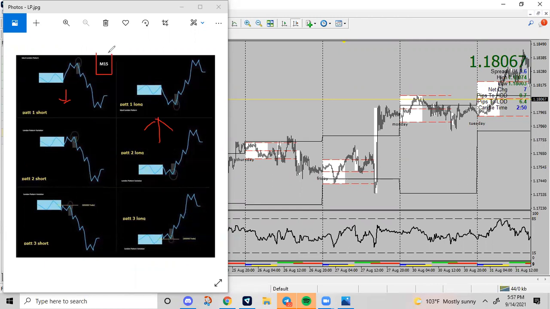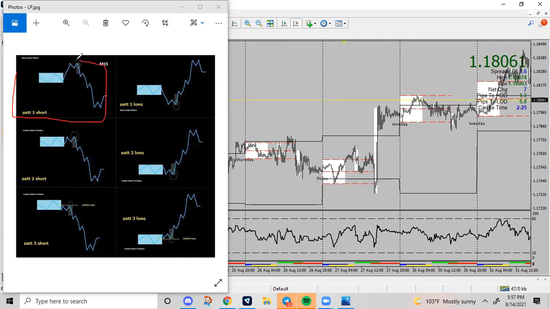Now, we're looking for these setups and these patterns on the 15 and 5-minute time frame. Once you can identify these on the 15-minute time frame, then you'll have very, very strong trades and trades that you'll trust. So let's just talk about the patterns real quick.